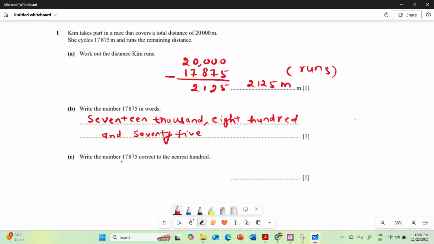Next is write down the number 17,875 to the nearest hundred. So nearest to 100, this is 17875. So this is the 100 place, this one. After that we have to check this value. If this is more than 5 or 5, we have to add 1 to this number. So this is 179 and this becomes 00. So 17900 is the answer of the third part.